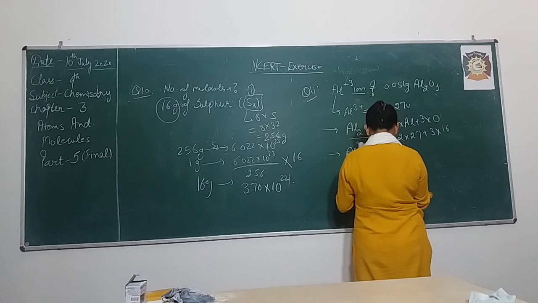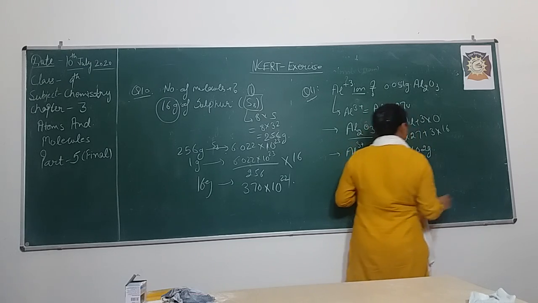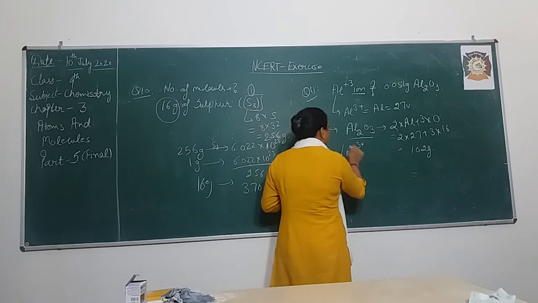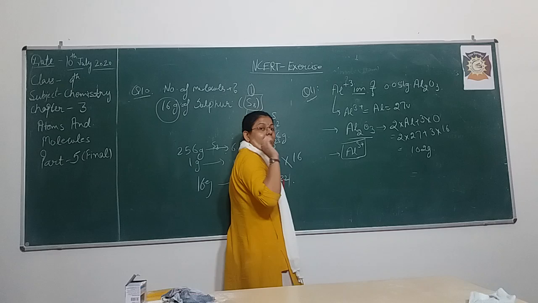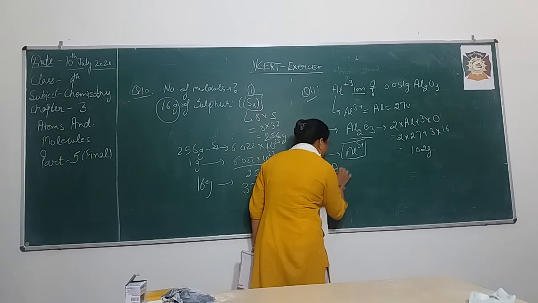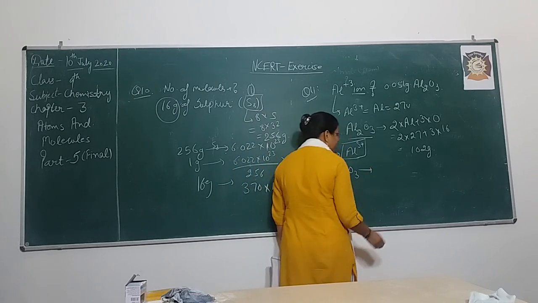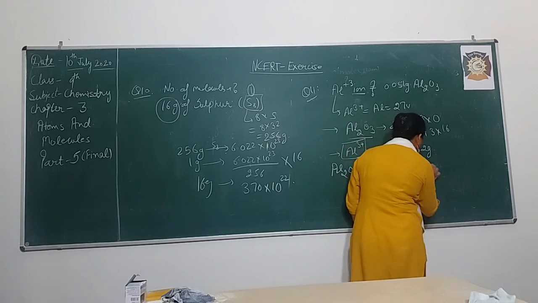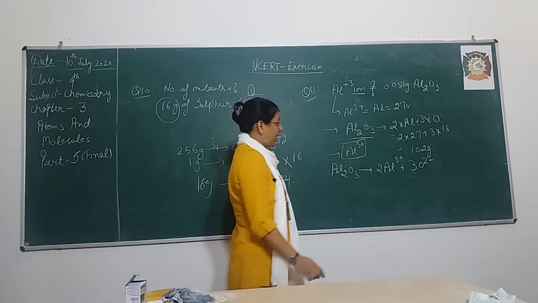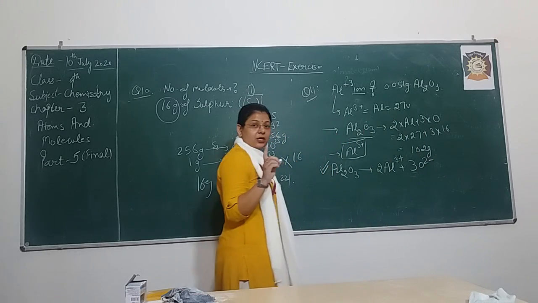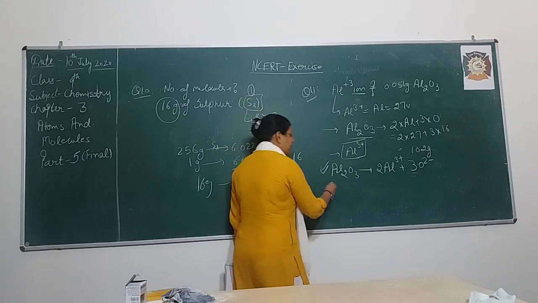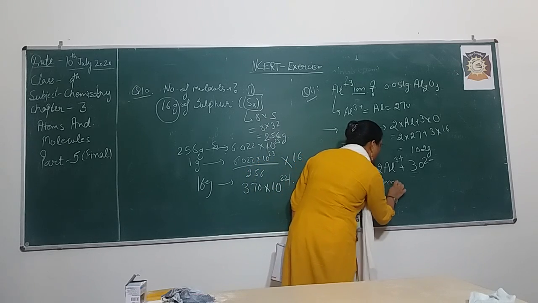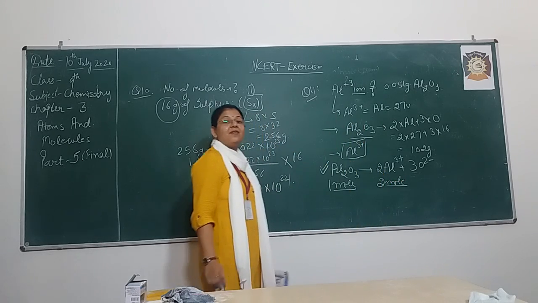So the mass comes out to be 102 grams. We calculated the molar mass of aluminium oxide. But here we have to find aluminium ions. Al2O3 when broken down gives 2 aluminium 3 positive ions and 3 oxygen 2 negative ions. This is the reaction. In this question, you have to know that 1 mole of Al2O3 gives 2 moles of aluminium 3 positive ions.